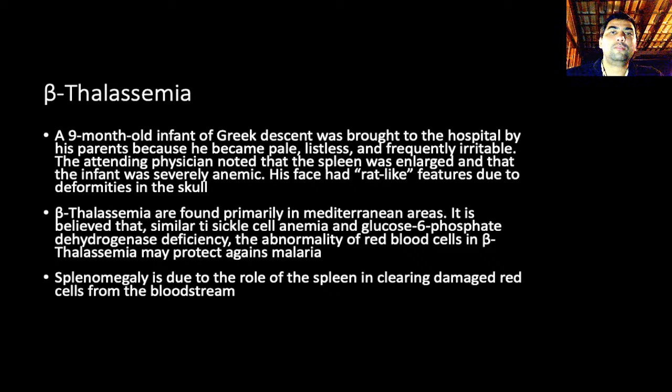Beta-thalassemia is found primarily in Mediterranean areas. It is believed that, similar to sickle cell anemia and glucose 6-phosphate dehydrogenase deficiency, the abnormality of red blood cells in beta-thalassemia may protect against malaria. Splenomegaly is due to the role of the spleen in clearing damaged red cells from the bloodstream.